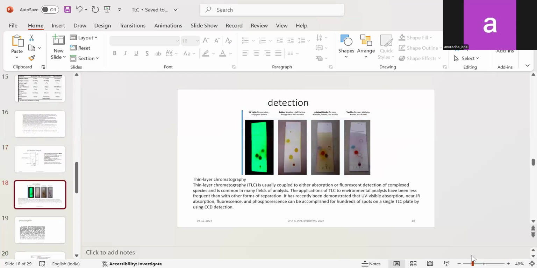So here I'm trying to show you some photographs wherein different modes for visualization are attempted. The first slide is showing UV as a method to visualize the spot. So when you hold your dried TLC plate after it is run, after the development is done, and you hold it under UV, it will give the specific fluorescence. You will get colored spots.